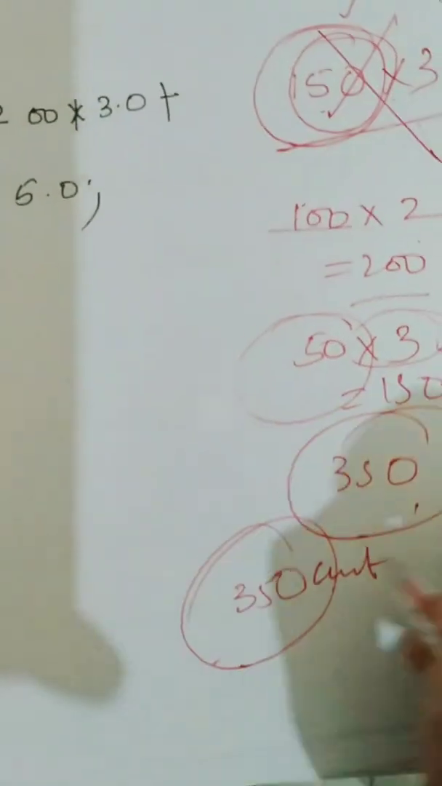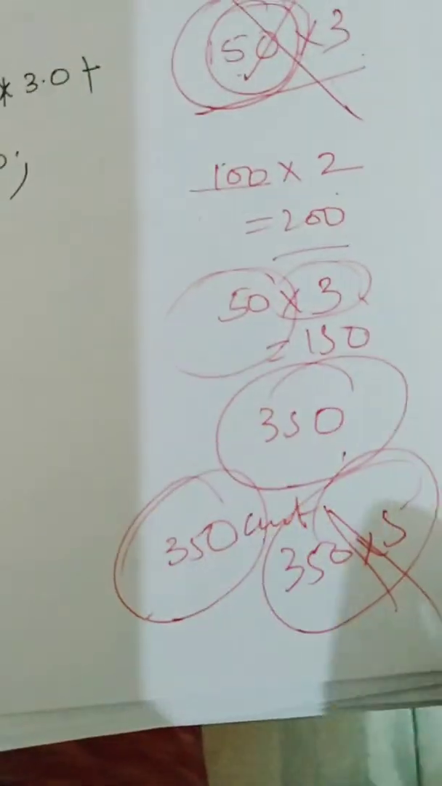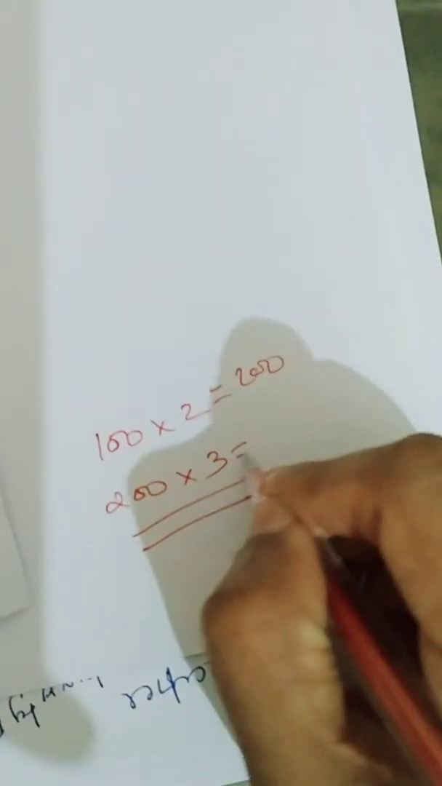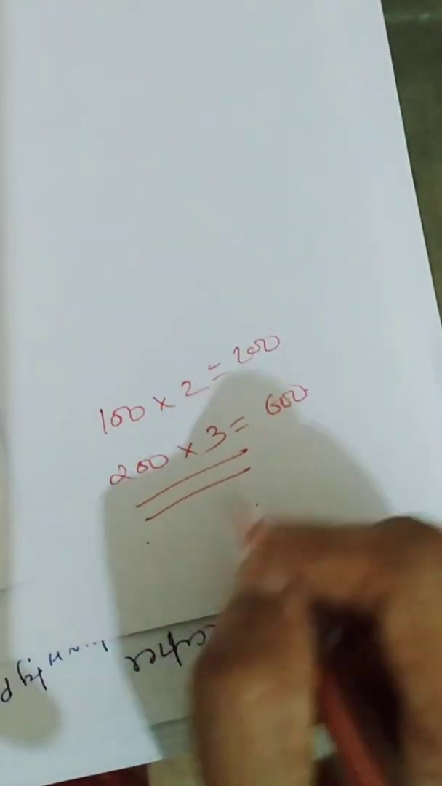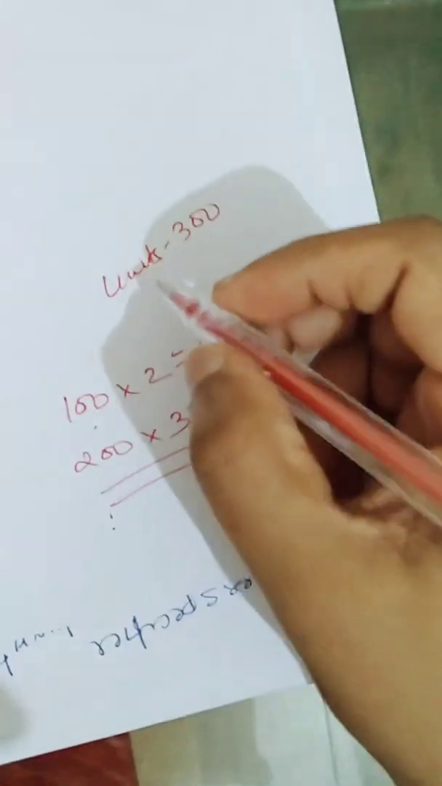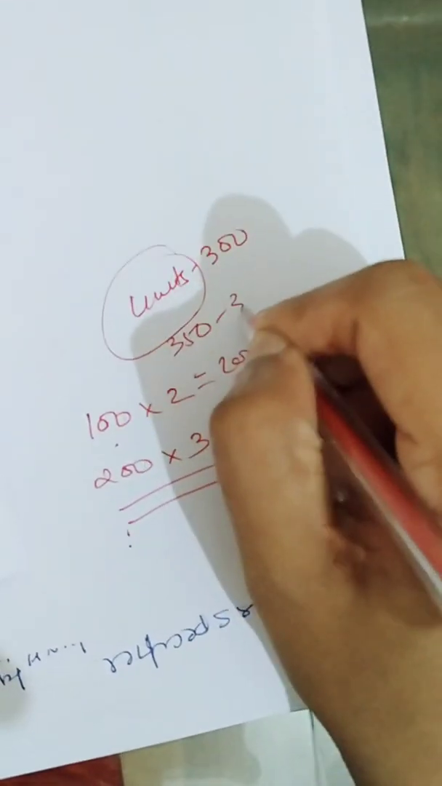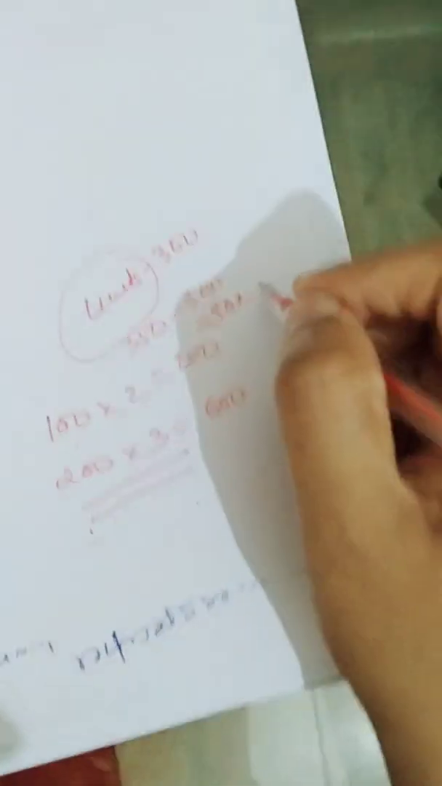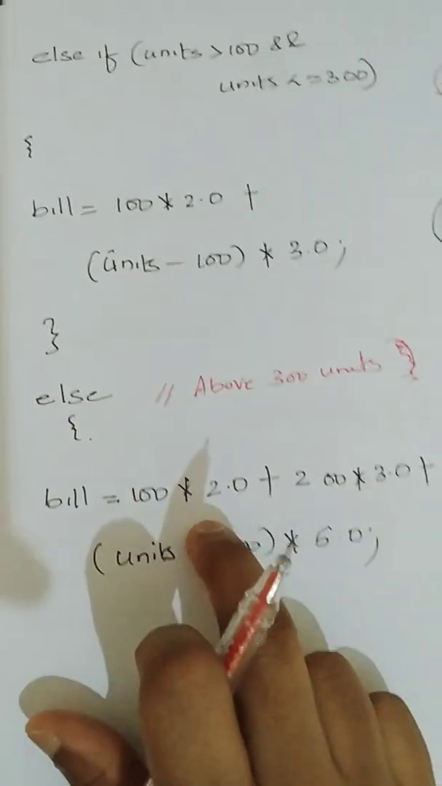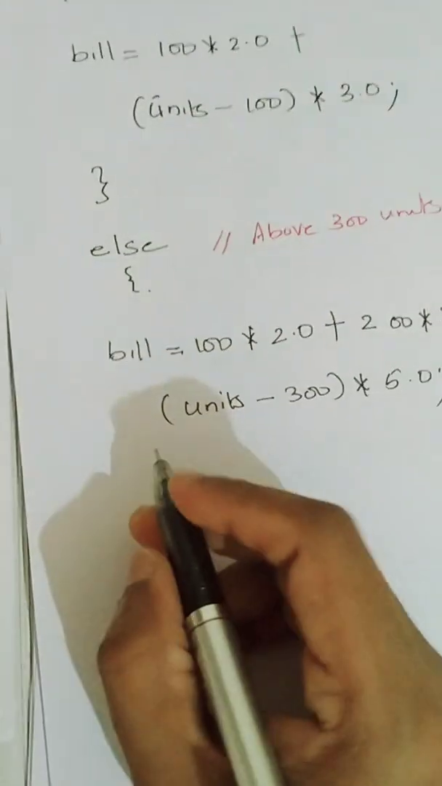Okay. You should not pay 350 into 5. Then it will be a very large amount. Instead of that, what you have to pay is, for the first 100 units you have to pay 2 rupees, and the next 200 units you have to pay 3 rupees. Okay. So it is 200 and this is 600, and for the remaining part 300 is already over. So units minus 300 means your units is 350. So 350 minus 300, only for 50 units you have to pay 5 rupees. That is what this calculation is. Okay. You have to do this calculation as per this only. Then only you will get marks. Otherwise you will lose marks.